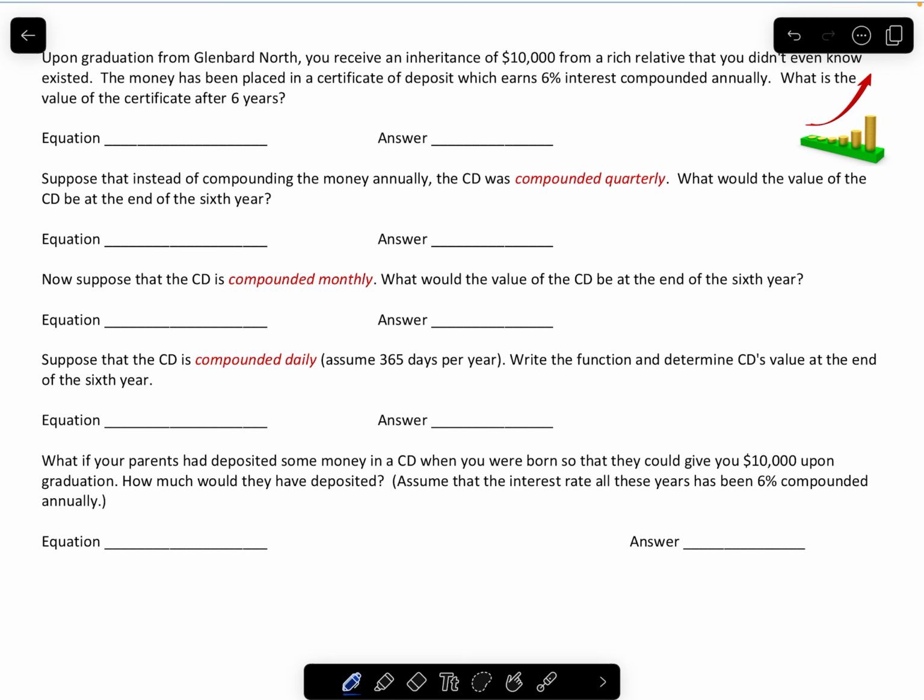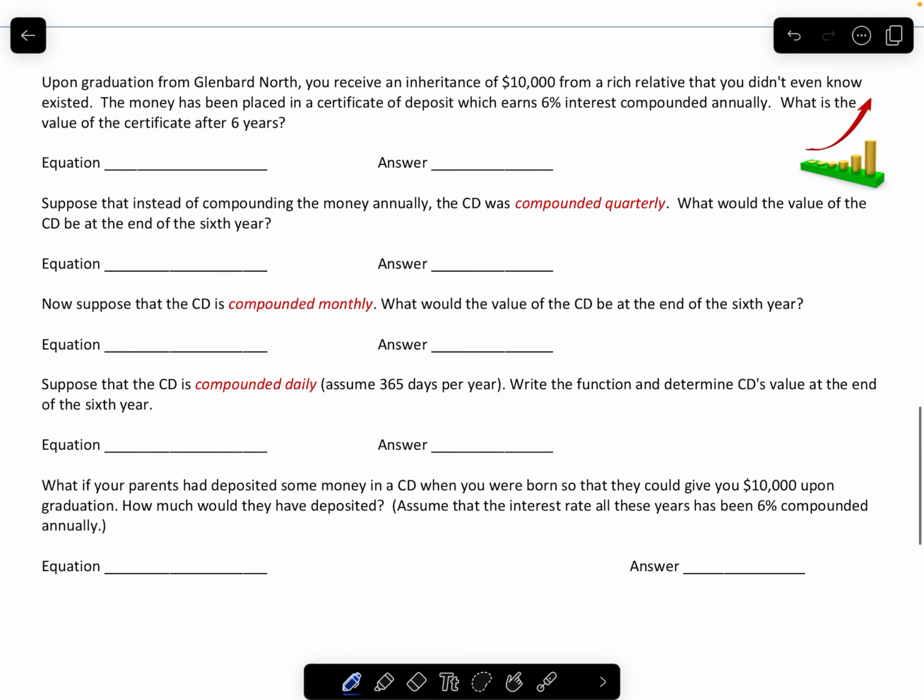So the problem reads, upon graduation from Glenbard North, you receive an inheritance of $10,000 from a rich relative you do not even know existed. The money has been placed in a certificate of deposit which earns 6% interest compounded annually. Now at the time of this video, 6% would be an outstanding rate. Most of the rates right now that you can get are somewhere between 3 and 4%. So if you can get 6%, that would be a really good place to put our money. The question says, what is the value of the certificate after 6 years?